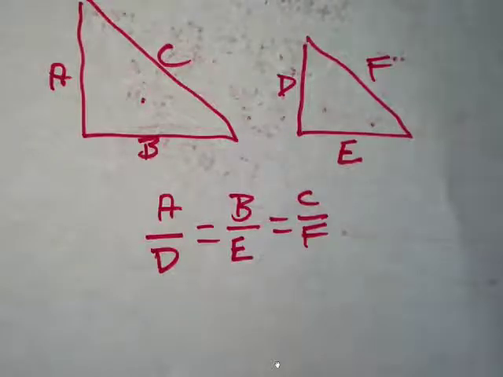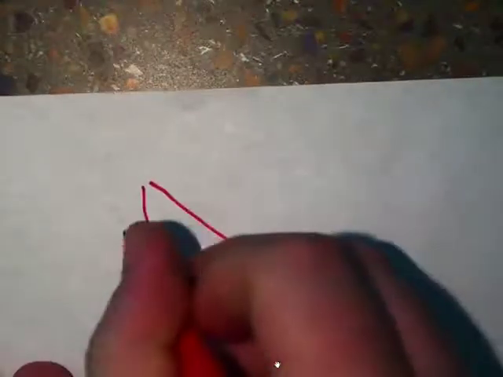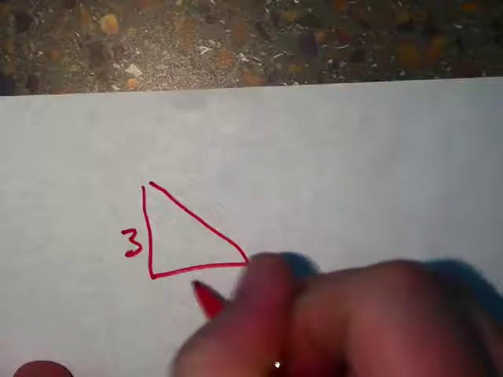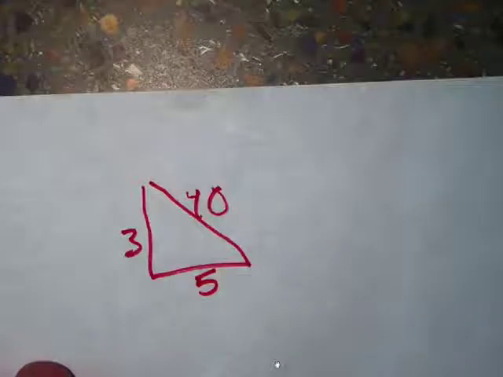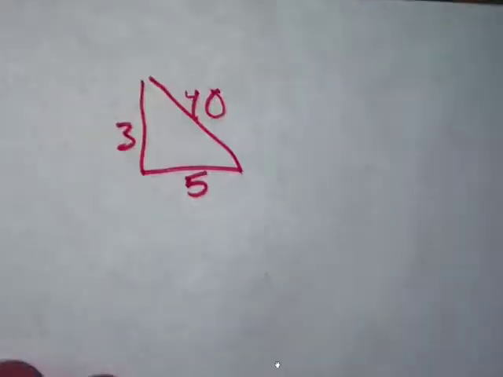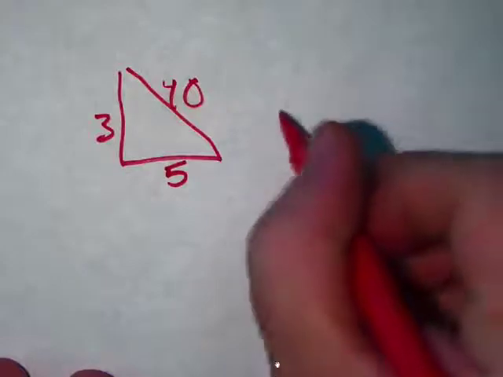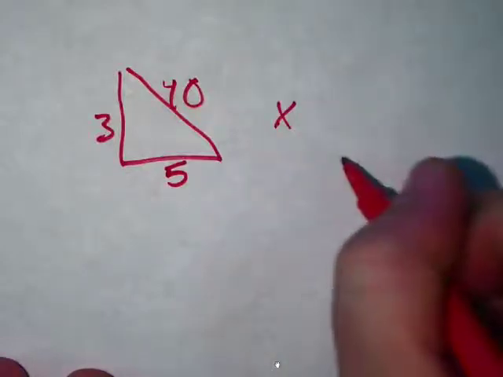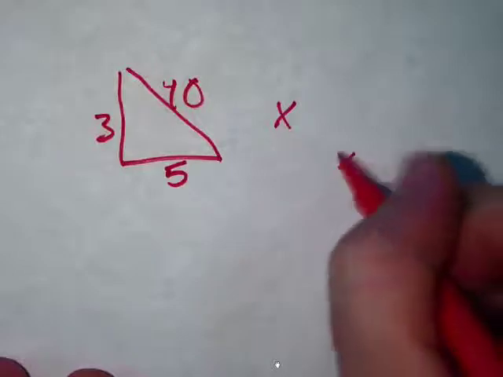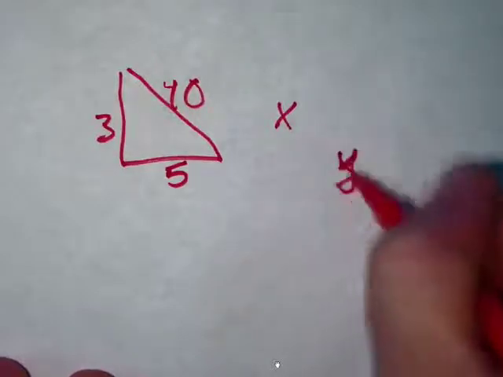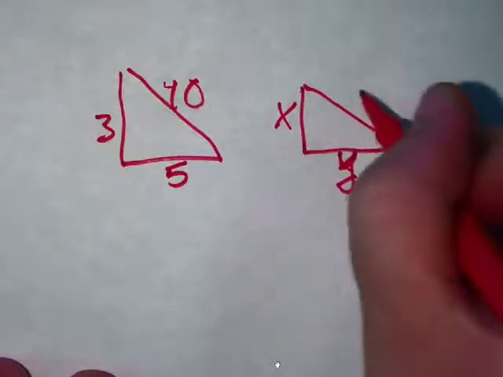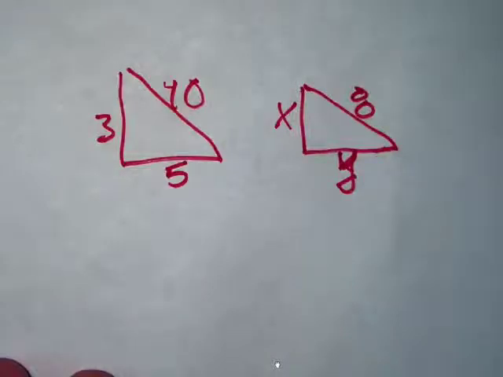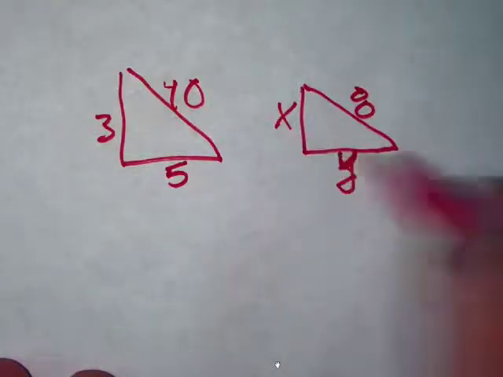And when you don't get them the same, so let's say I've got a 3, 5, and 10 triangle. I doubt that works, but we're just making up numbers here. And I want X and Y, and let's just say that is 8. I can still find out what X and Y are.